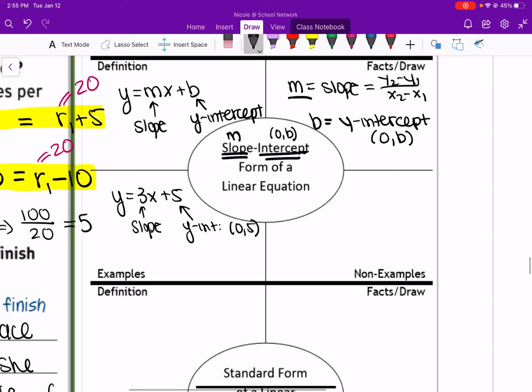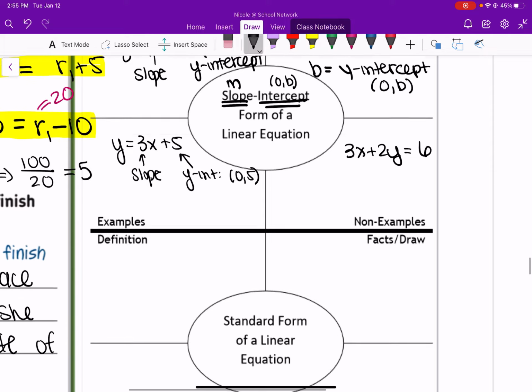And a non-example is 3x plus 2y is equal to 6. That's not in slope-intercept form, although that is a line. You can create some other non-examples as well, but I'll leave that to you. Okay, so that's slope-intercept form.